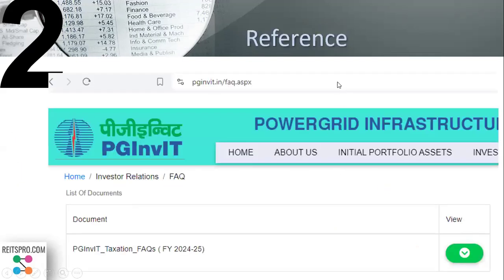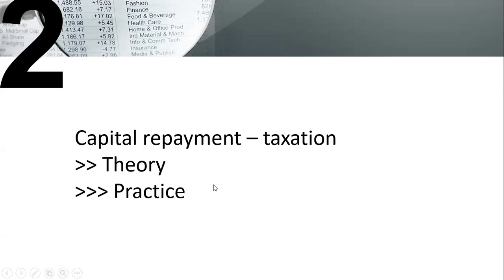For this, one should refer to a file which is there on the pginvit.in website FAQs, and you could download this file from this website. I would tell you the theory part first, and then the practical part. The theory part is a little complex and I would just skip it and just mention it. The practical part is what most people would be interested in.